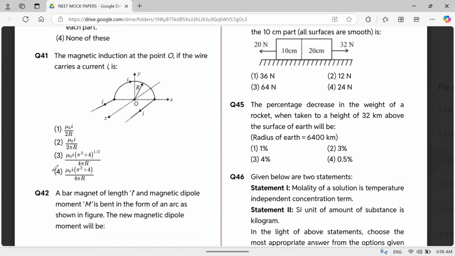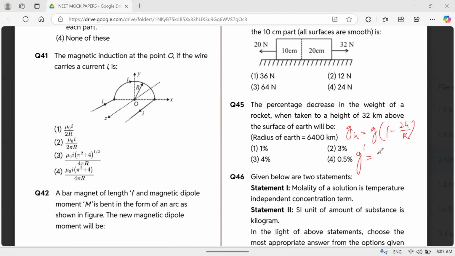45. The percentage of the decrease in the weight of a rocket when it's taken to a height of 32 kilometers above the surface of the earth will be equal to how much? 45th one, can you try it, beta, you see? 32 kilometers, very small height, beta. So that is the reason I can use g at a certain height will be equal to g into 1 minus 2h divided by R. So how much am I getting, beta?